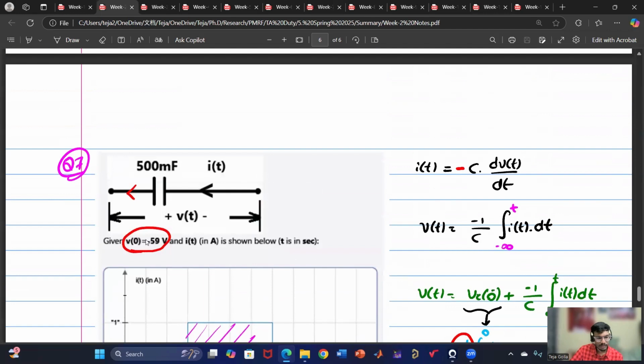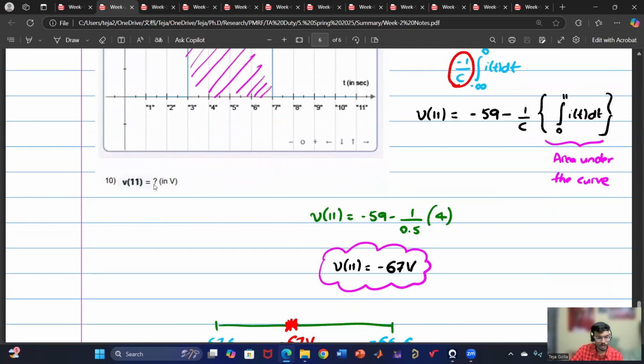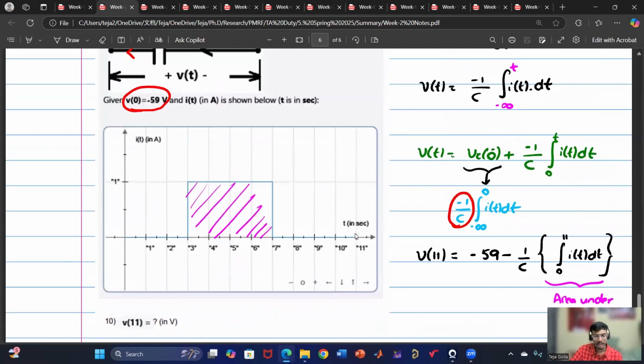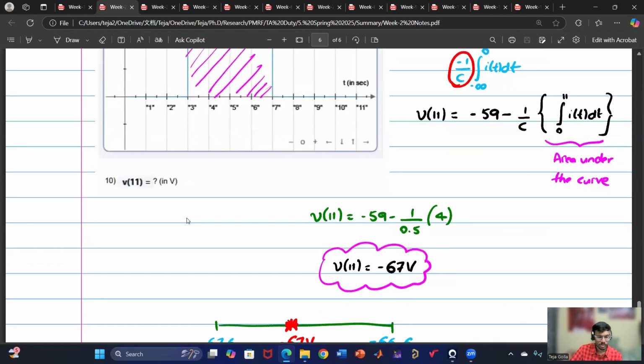So they're asking, given V of 0 is minus 59, what is V of 11? They're asking till 11 seconds, so we have to integrate till 11. If they ask till 5, we have to integrate till 5. So keep this in mind: until whatever time they're asking, we have to integrate up to that time. Using that, we got the capacitor voltage. So this week is all about inductors as well as capacitors.